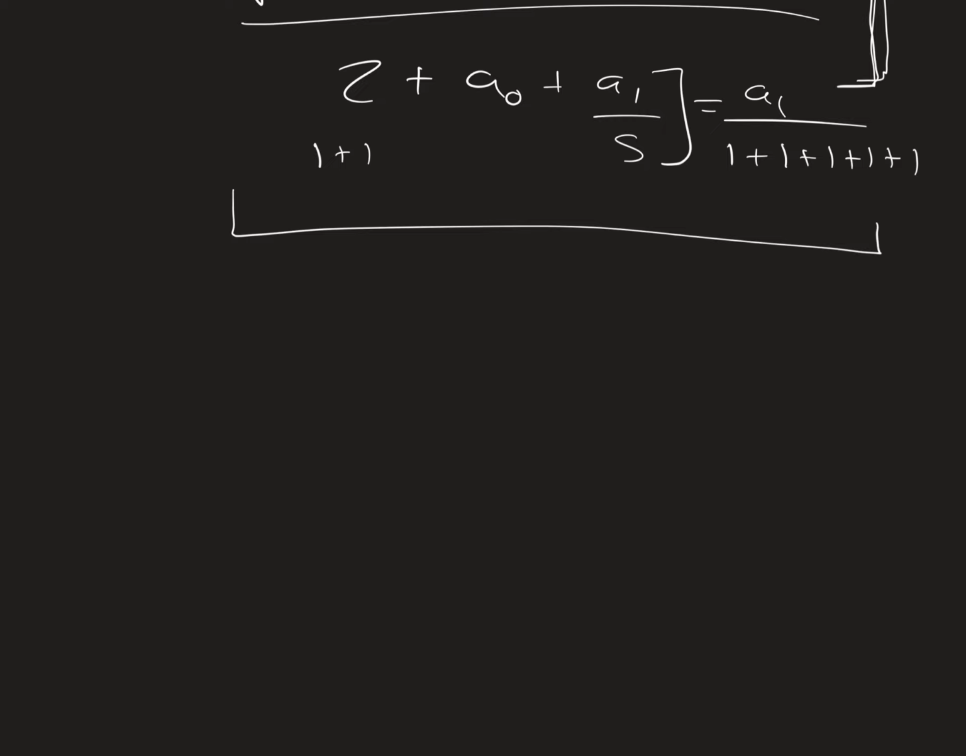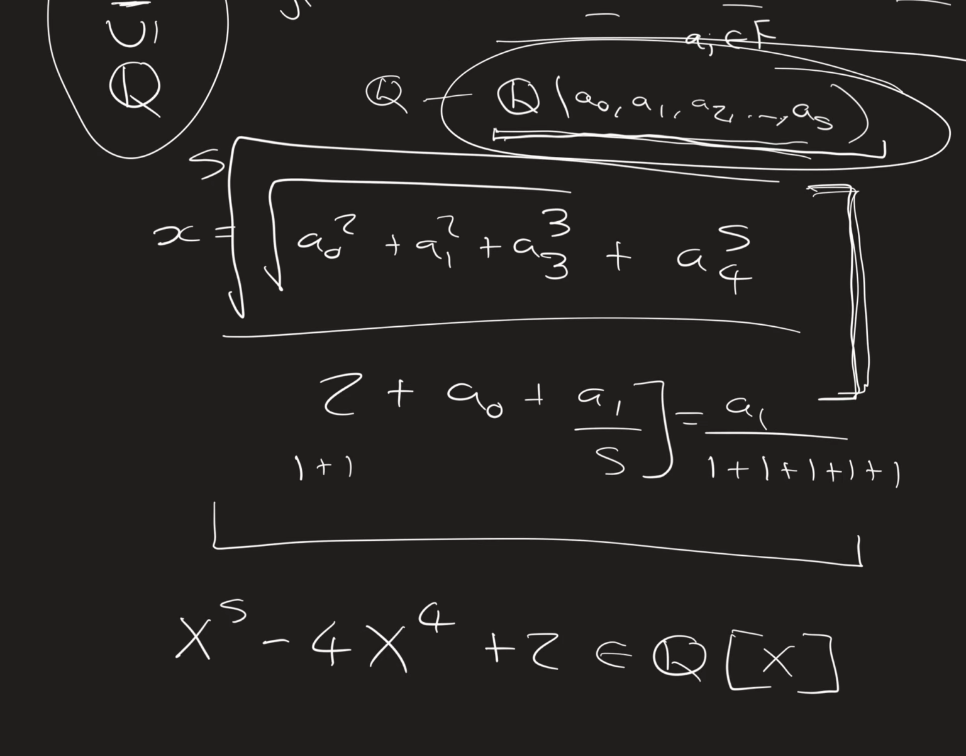My favourite example, and remember this polynomial, is x to the 5 minus 4x to the 4 plus 2. And I like this because it's the easiest one to justify why it doesn't work. So this is a degree 5 polynomial. It's an integral polynomial, but it's certainly a polynomial with coefficients in the rationals. And I am going to show you that this polynomial is not solvable by radicals over the rationals.